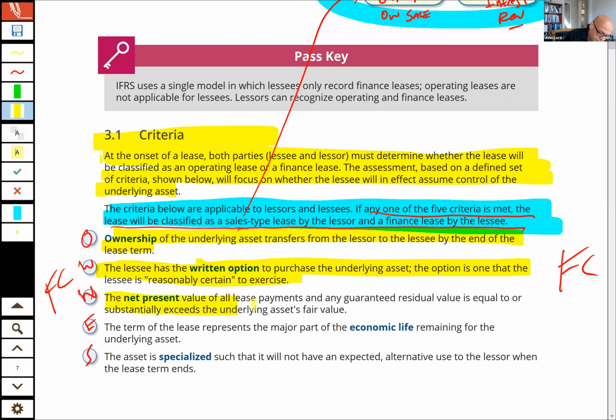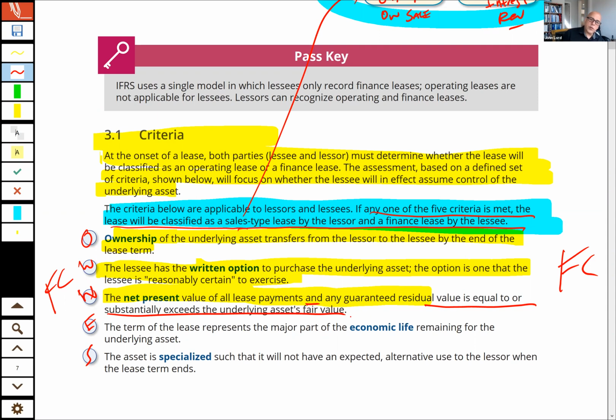Okay. If the net present value of all of the payments and any guaranteed residual value. Okay, so we have what? We have present value, net present value. We're going to start this today. You have the net present value of the lease payments and any guaranteed residual value. So it's both of them, okay? And any guaranteed residual value is equal to or substantially exceeds the underlying asset's fair value.